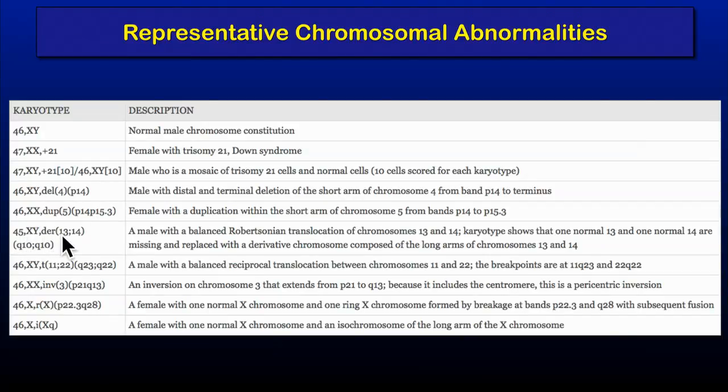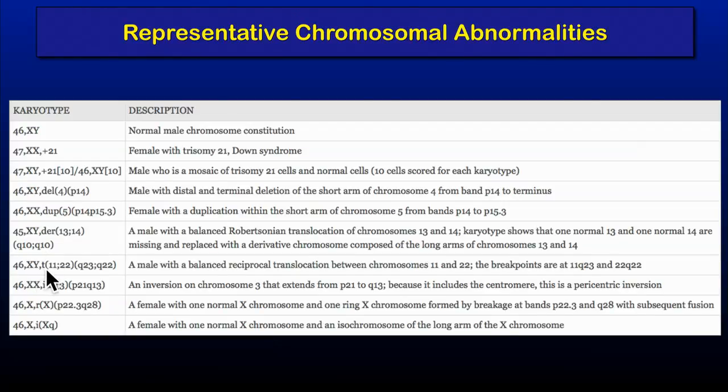45XY DER. DER stands for derivative chromosome, where it is the combination of 2 different chromosomes. It's slightly different than something I'll show a little bit later on, but this derivative involves chromosome 13 and chromosome 14. The break on 13 is Q10, the break on 14 is Q10 as well. So region 1, band 0, essentially right at the centromere.